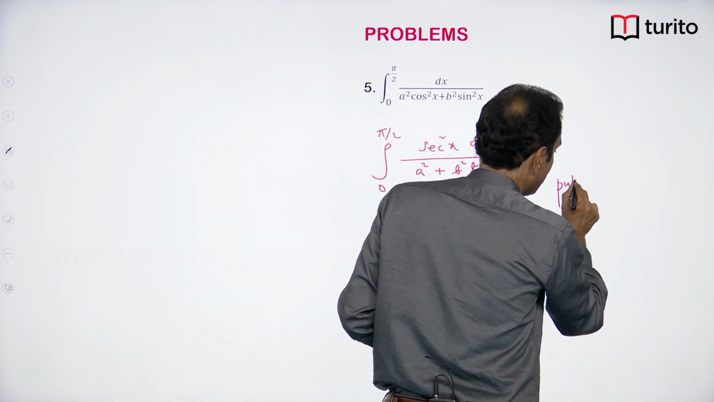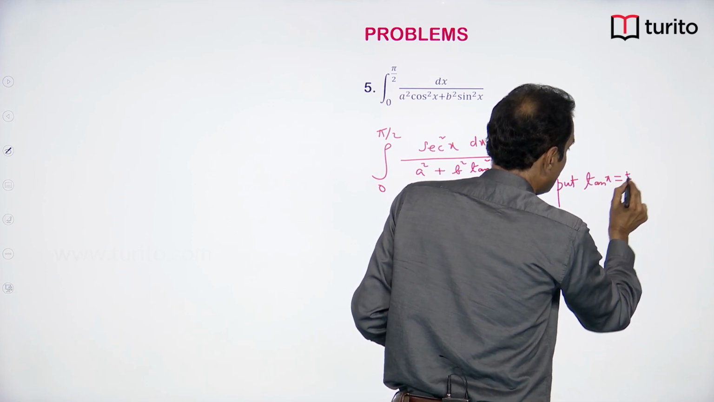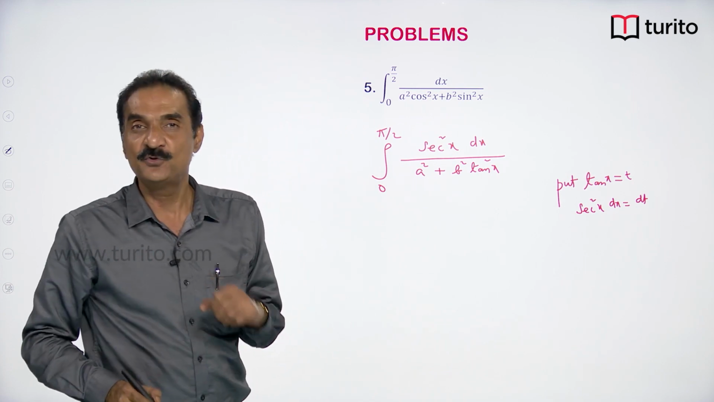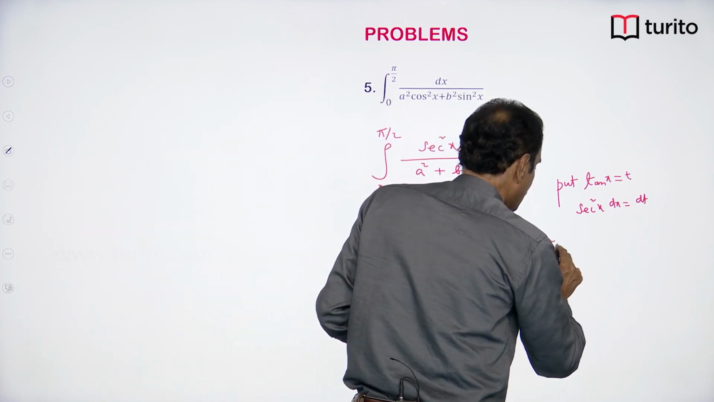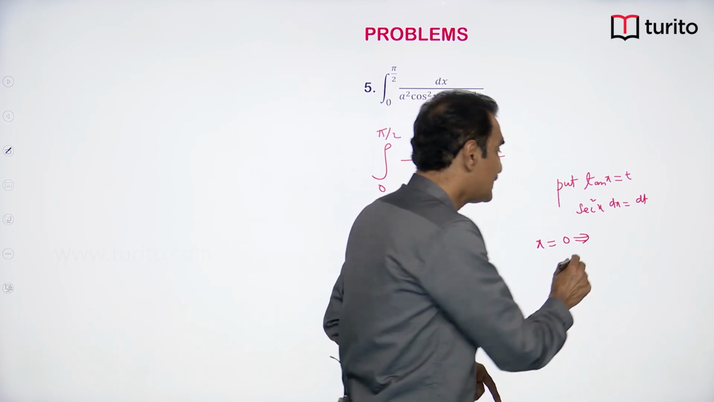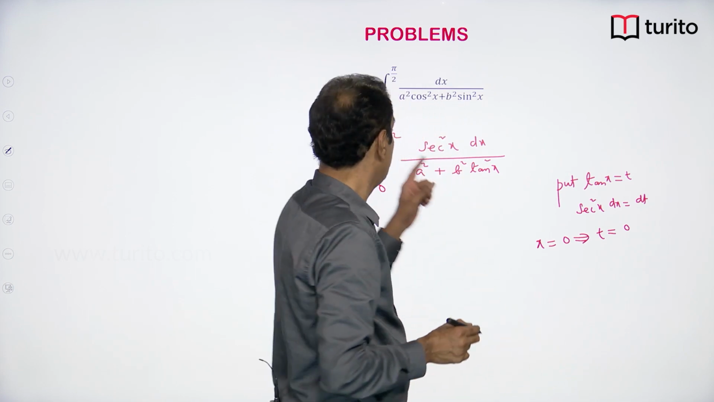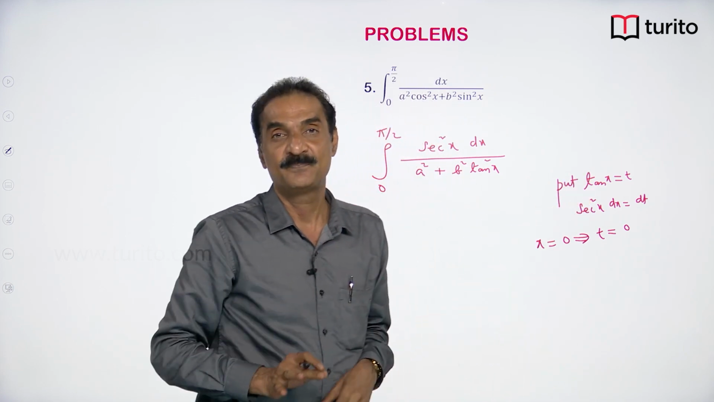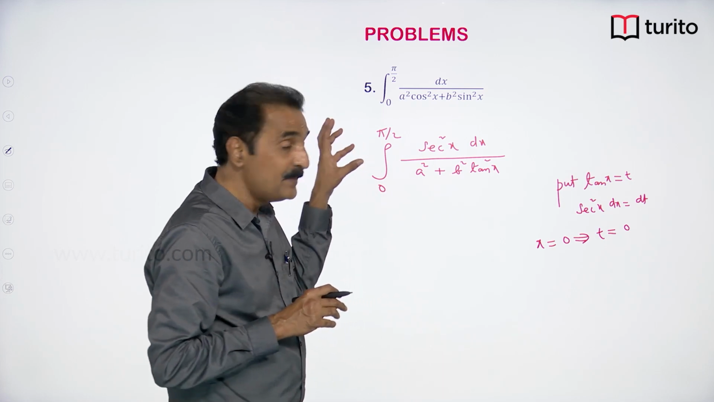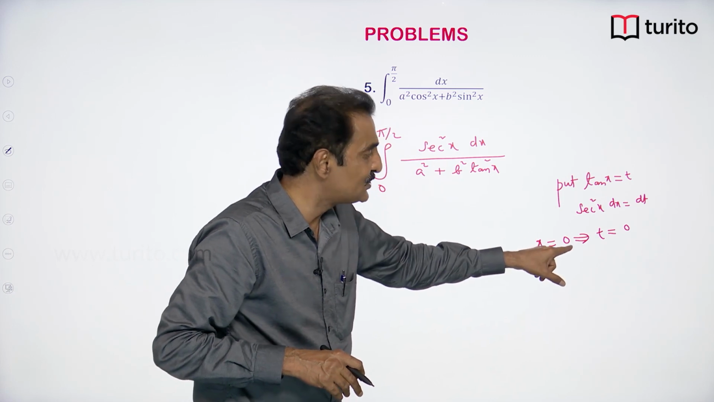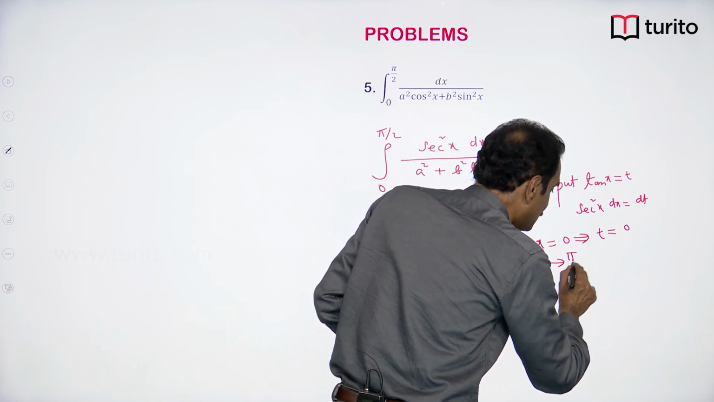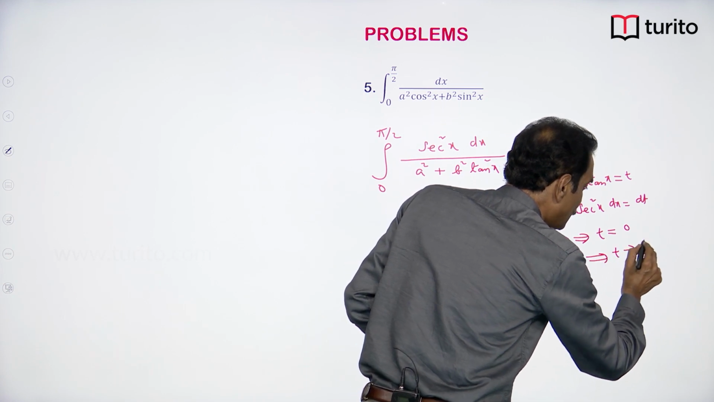Put tan x is equal to t, then you will get secant square x dx is equal to dt, and we have to find new limits now. If x is equal to 0, then t is equal to tan 0, 0. If x is equal to pi by 2, t is not defined, upper limit is not defined, but we have to understand that these two are limits. So, strictly speaking, we have to write when x tends to 0, then t tends to 0. So, in the case of upper limit, x tends to pi by 2, then t tends to what?